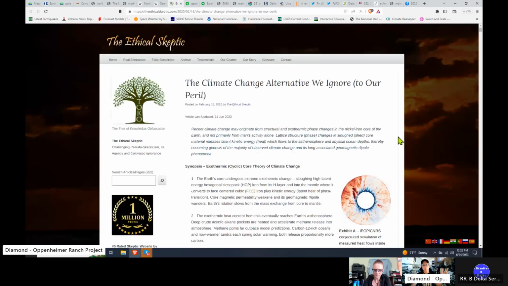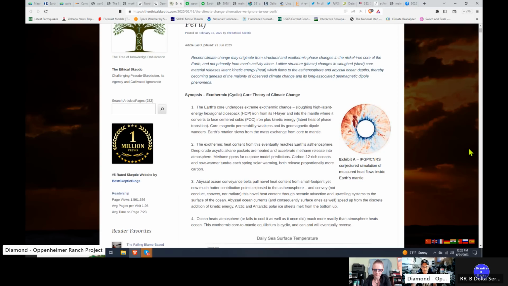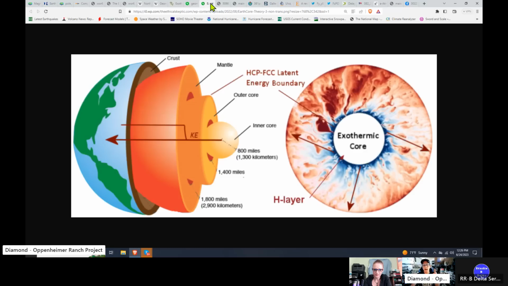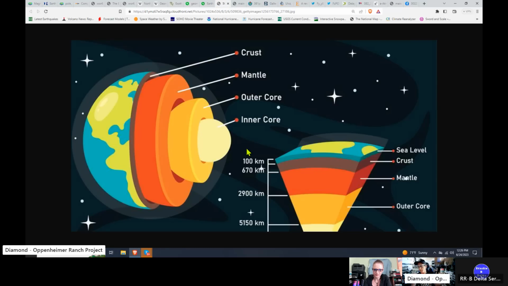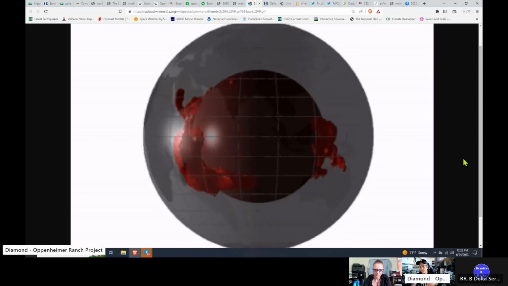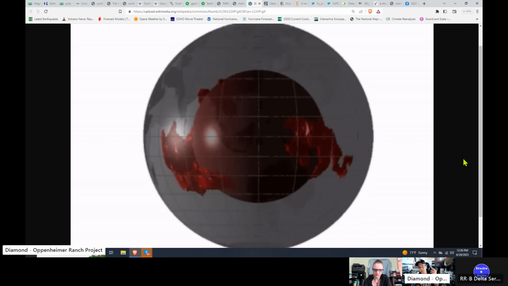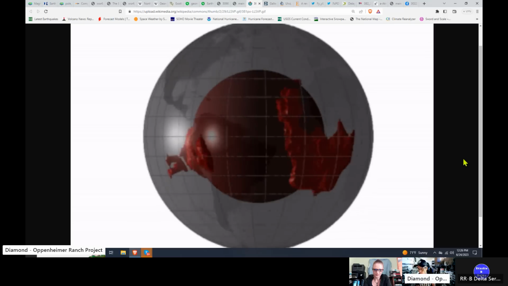And then that brings us to the paper we're going to get into in the second half here, a climate change alternative we ignore to our peril. We're going to be talking about exothermic core theory. It's going to go against the standard paradigm of Earth that we all learn in Geo 50, where there's an inner core and an outer core and a mantle, an asthenosphere, and then the crust. This oversimplified model gets blown out of the water with recent 3-dimensional models of the Earth that show that there are, in fact, huge 3-dimensional protrusions on the outer core.